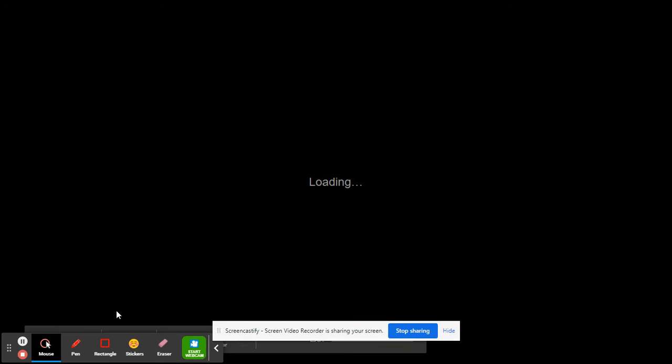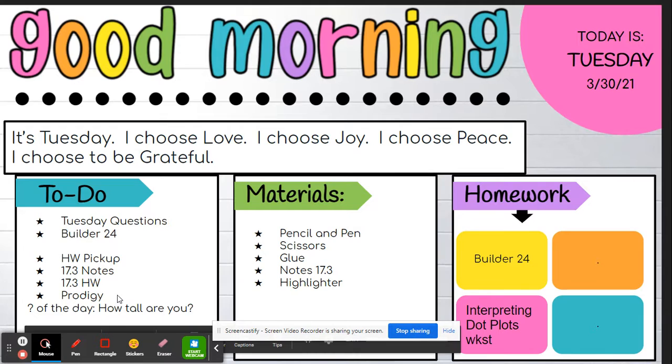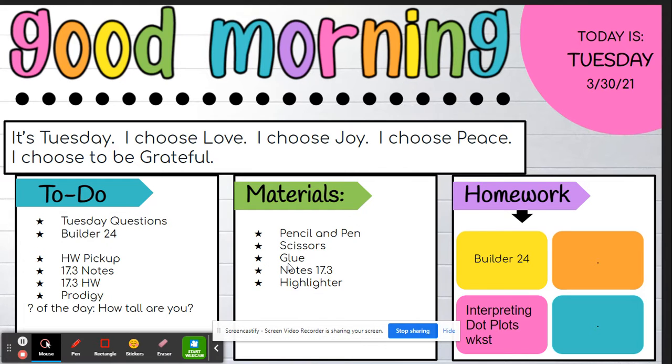So give Google Slides a minute to load. You will be needing your 17.3 notes. You need a pencil, a highlighter, scissors, and glue to glue in your notes.